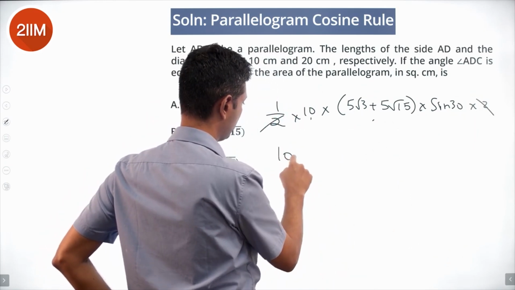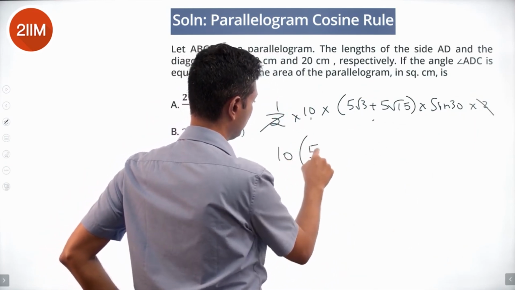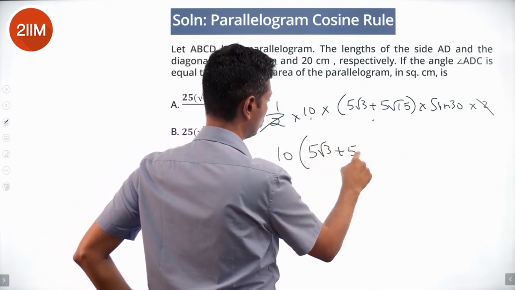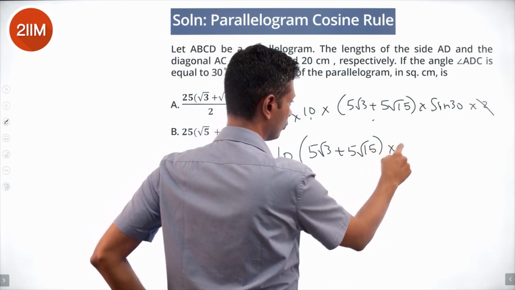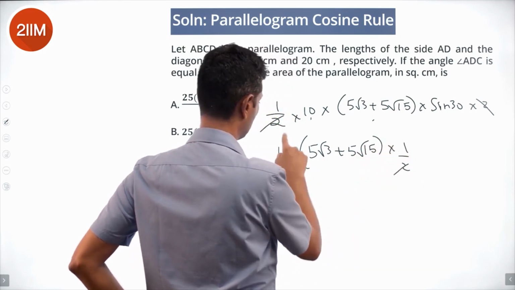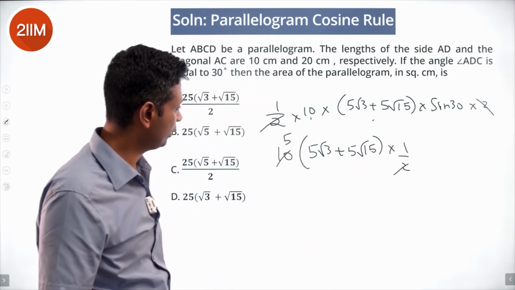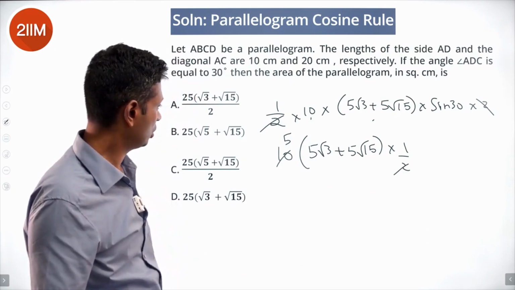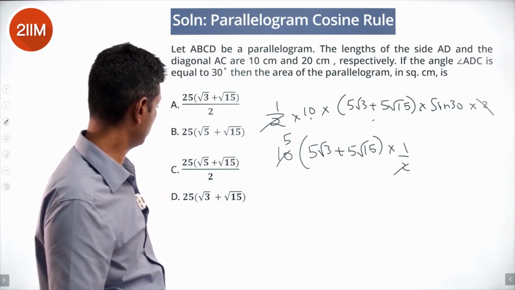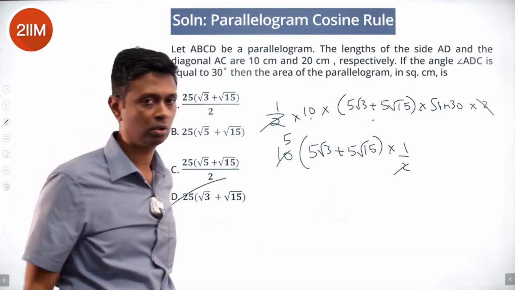This is 10 into 5 root 3 plus 5 root 15 into 1 by 2, or 5 into 5 root 3 plus 5 root 15, or 25 into root 3 plus root 15. Yep, this is here finally.